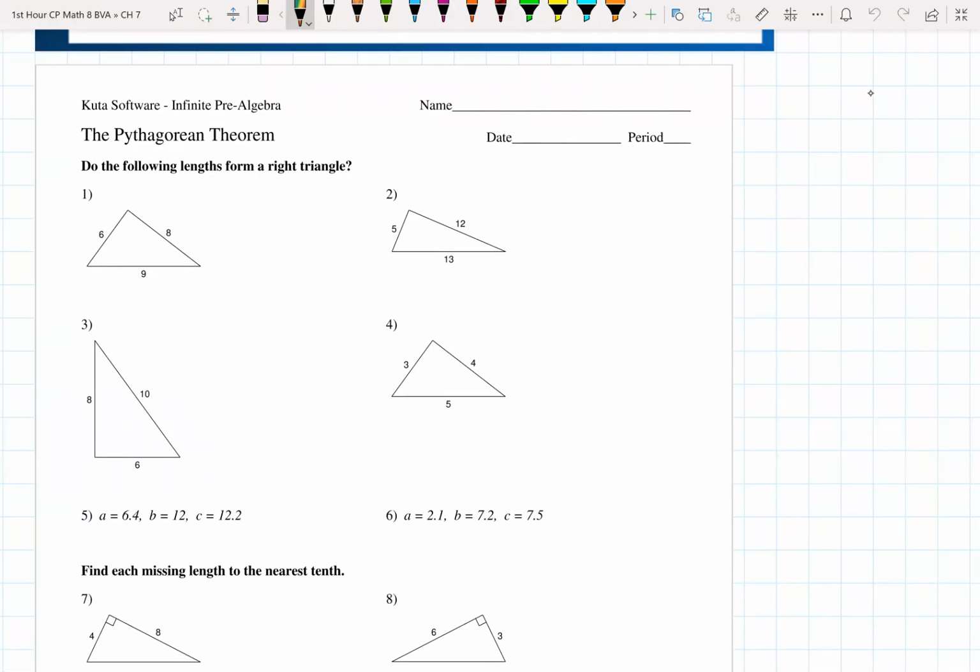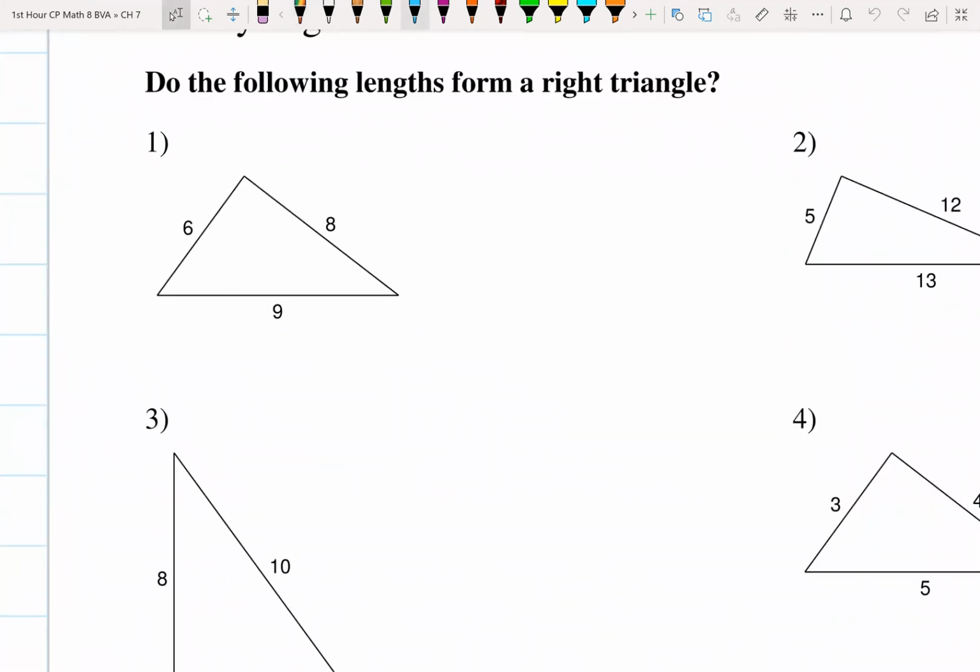Okay, so let's take a look at some practice. Have your worksheet out in front of you and your graphing calculator ready. In the first section, 1 through 4 and 5 and 6, we're asked, do the following lengths form a right triangle? So let's take a look at number 1. The first thing we do is we label where A, B, and C are. Remember, C is the longest side. So right here, this has got to be C because it's the longest side. So we're going to put a C right there. A and B can be either of the other two sides, meaning 8 could be A or 8 could be B. It doesn't matter because those are considered the legs.